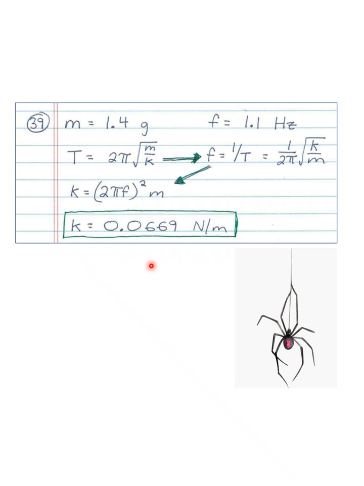Now, it's good to check because we might have a tendency to mess up on the algebra. So you can check, take that k answer, plug it back into the formula right here, 1 over 2 pi times square root of 0.0669 divided by the mass. Make sure that you have done mass in kilograms. So 1.4 times 10 to the negative 3. And that should give a frequency of 1.1 hertz.